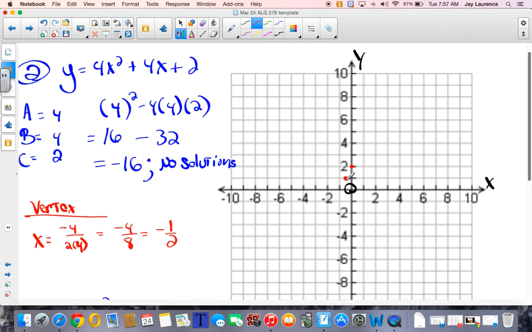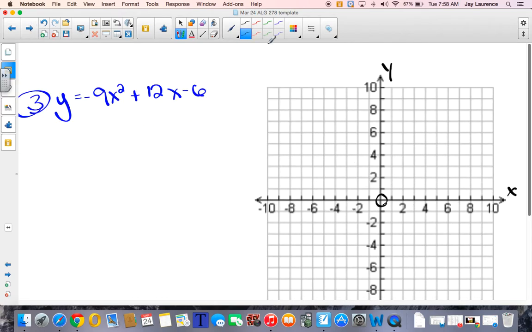I think I said up 2 before. I mean up 2, up 1 unit. Half to the right, up 1. Half to the left, up 1. My parabola is going to be like that. And let me see here. And there we go. All right. That's it. That parabola is graphed.